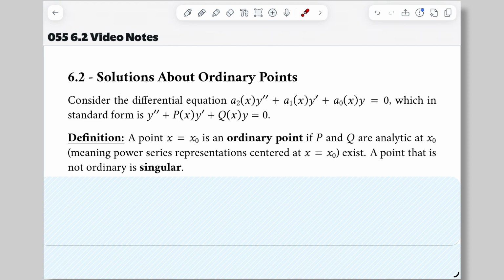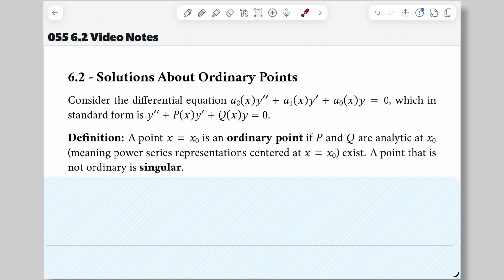We're going to start our work now solving systems of equations using power series. We're looking at a differential equation a2 of x y double prime plus a1 of x y prime plus a naught of x y is equal to 0. Second order differential equation, and the coefficient functions a2 of x, a1 of x, etc. indicate that we can expect a variable x in our coefficient functions.